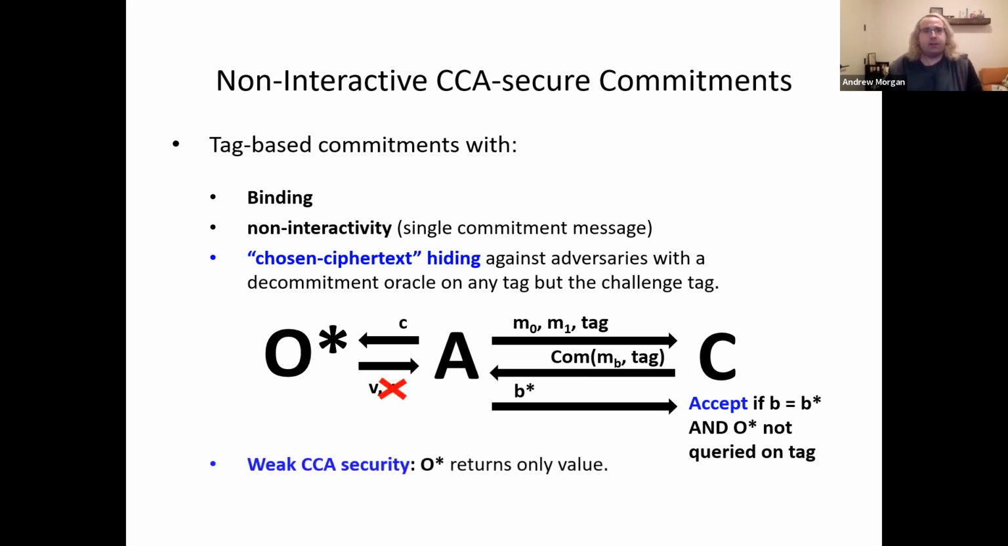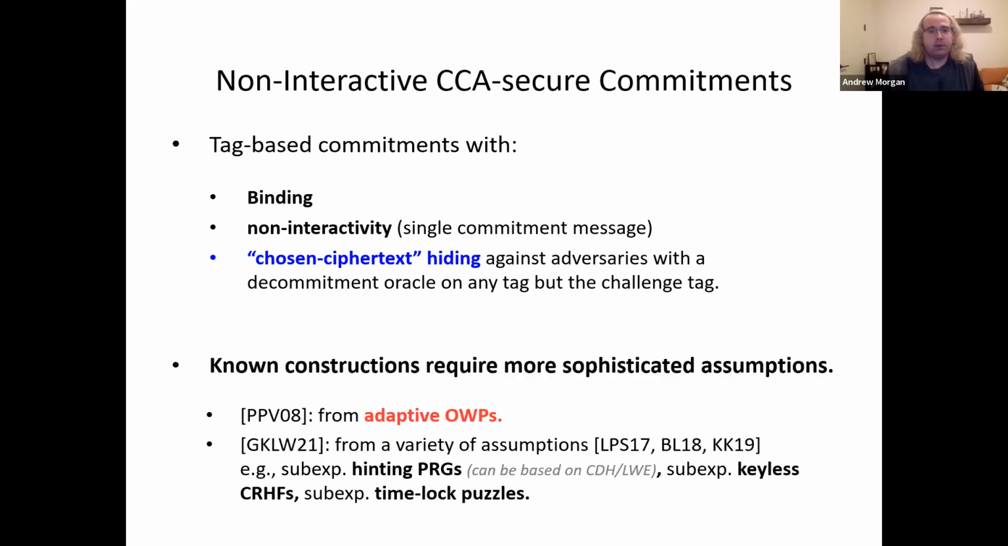In this work, we also consider a relaxation of CCA security, which we call weak CCA security, where the oracle in response to a query returns only the value committed rather than both the value and the randomness. As it turns out, this relaxation is sufficient for our NISC construction. Unfortunately, the known constructions of non-interactive CCA secure commitments thus far do require more sophisticated assumptions compared to our other building block, standalone secure NISC.